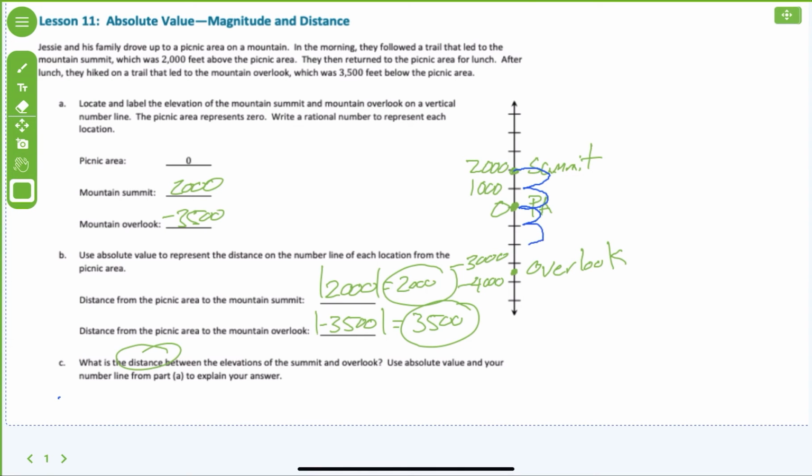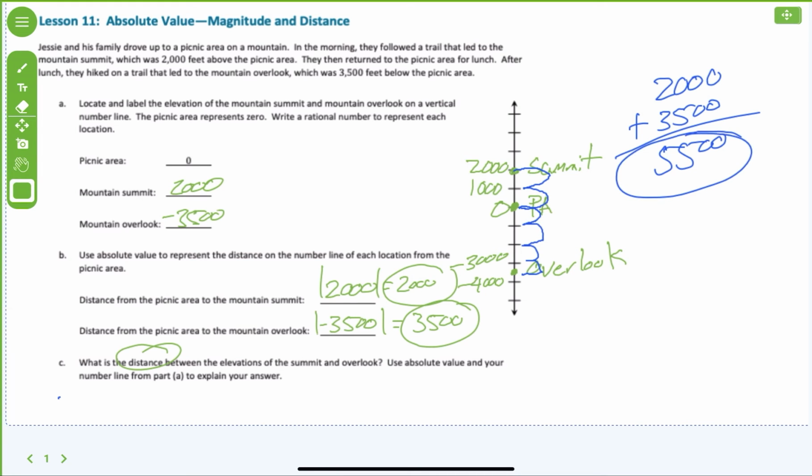And if I go another 3,500, that's just simply 2,000 plus 3,500, and that's going to be 5,500. And that's the same thing if we started at the overlook and went up to the summit. It's still just going to be 5,500 feet, right?